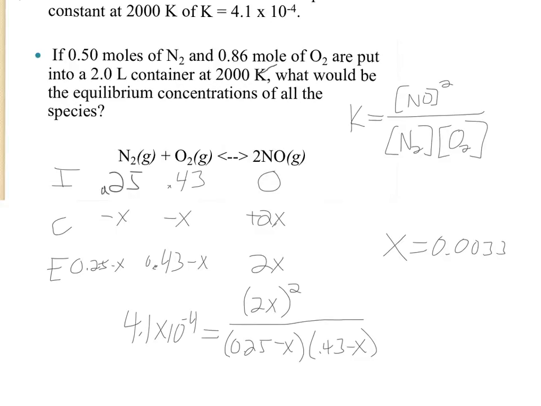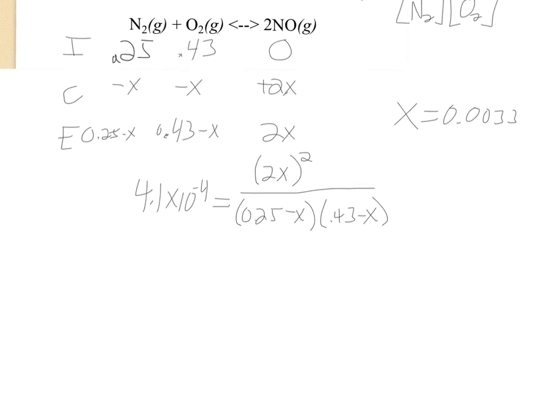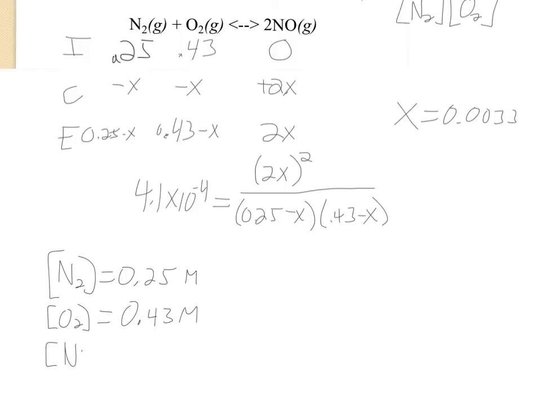So what are the concentrations of everything at equilibrium? Well, my nitrogen is 0.25 minus x. That's still going to be 0.25, so you'll notice that one didn't really change. The oxygen doesn't really change either. It's 0.43 minus x, and that x value is too small to register for the change of those reactants. So still going to be 0.43 molarity. And then the NO, that one was 0, so that one's definitely going to change. It is 2x, which is going to give me 0.0066 molarity.